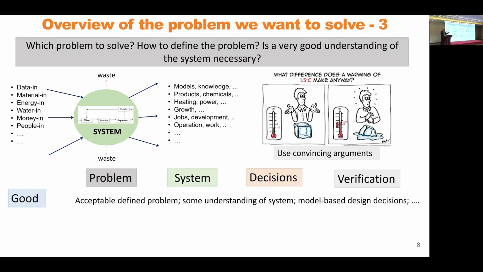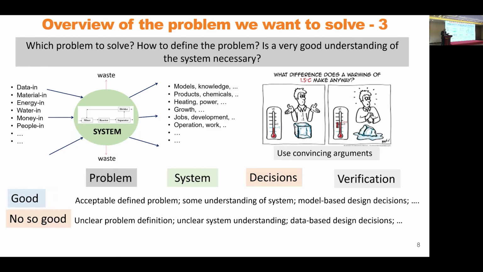So what is a good development? I would say acceptable: a defined problem that people can understand, and some understanding of the system, not perfect, but some. Model-based design decisions, if the model is at least qualitatively correct. It does not have to be quantitatively correct, but at least qualitatively correct. I would call these acceptable, good developments.